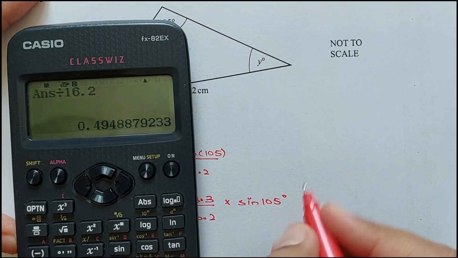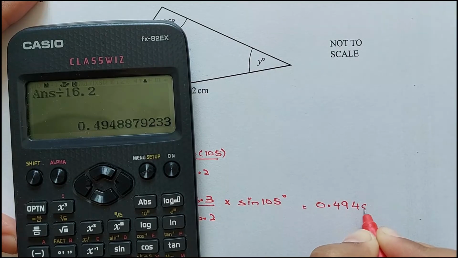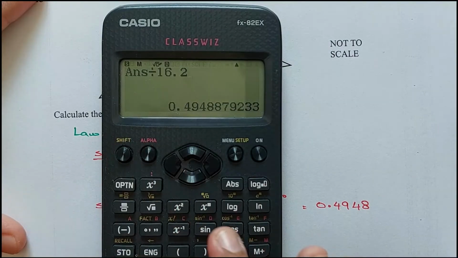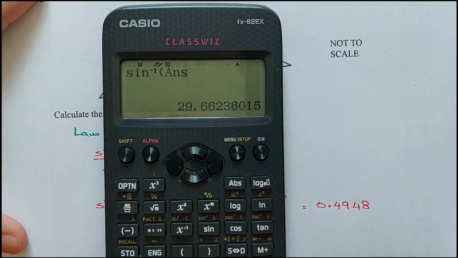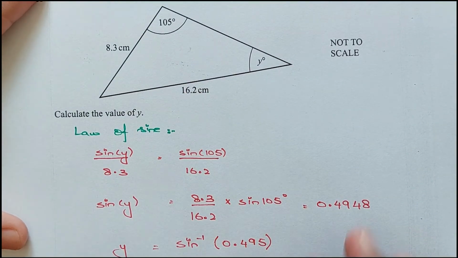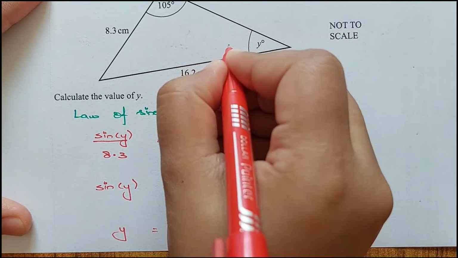Okay, this is equal to 0.4948. Right, so what is y? Y is equal to sine inverse of 0.495, rounded. Sine inverse of the answer is 29.66, or 29.7 to 1 decimal place. 29.7 degrees is the angle y.